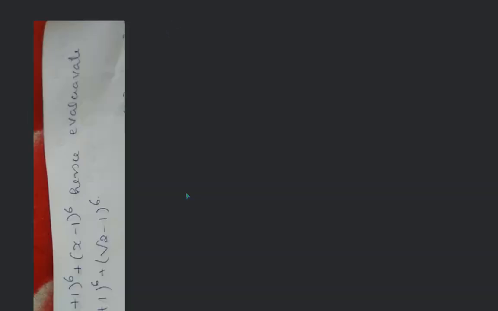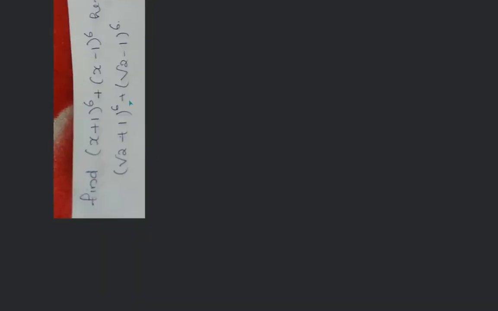Okay. So what question is given to you? Find (1 plus x) whole to the power 6 and (1 minus x) whole to the power 6, and then evaluate (root 2 plus 1) whole to the power 6 and (root 2 minus 1) whole to the power 6.